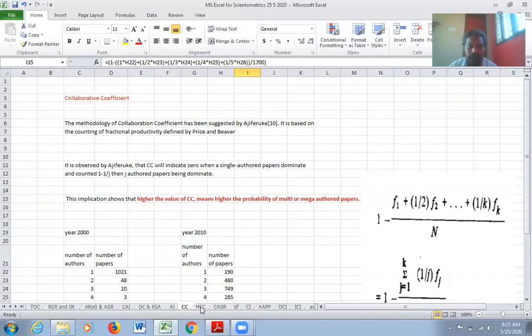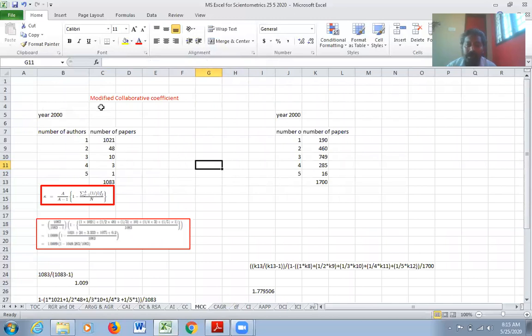Fine. Then comes MCC, the modified collaborative coefficient. There are some problems with CI or DC, so to overcome them, they keep on modifying or advancing the formula. You can ask the question, sir, what is the problem with the previous indicators? Why did they come up with the modified collaborative coefficient? So there is a theory behind it. I think I will not take much time.